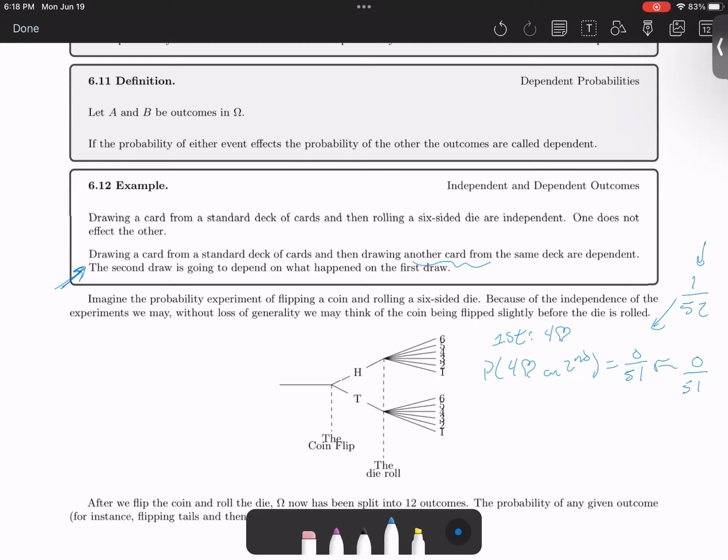So if your probability changes as you perform an experiment, the events are not independent, they are dependent.